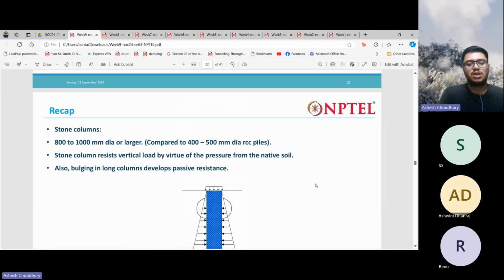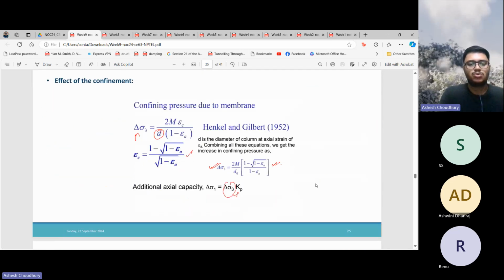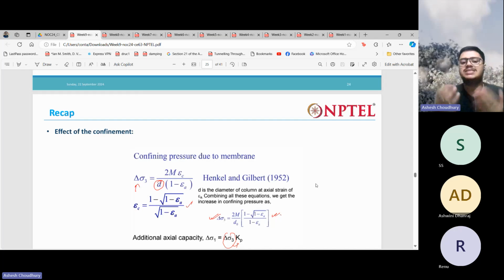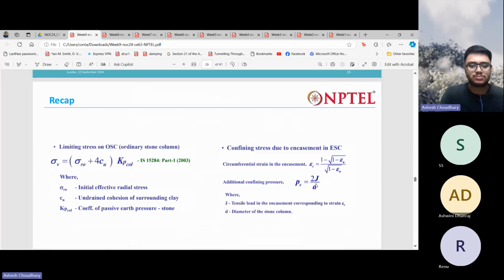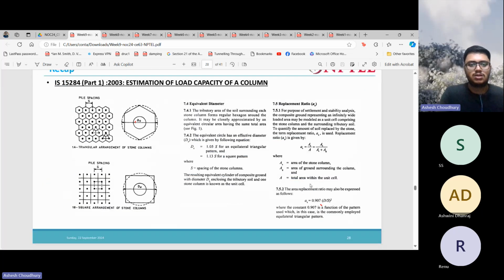Then we saw stone columns. What stone columns are, what encased stone columns are, right? The basics you know. And the mechanism of how encased stone columns perform better than normal stone columns in taking the load: it happens due to the confining effect of the encasement. That mechanism was given by Henkel and Gilbert, and it is given here. I'm not going to repeat it again. Then we saw how to design a stone column.